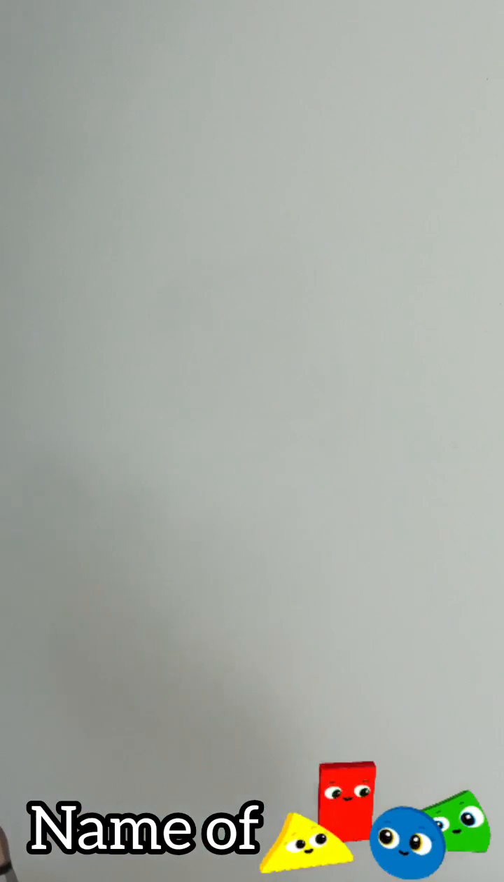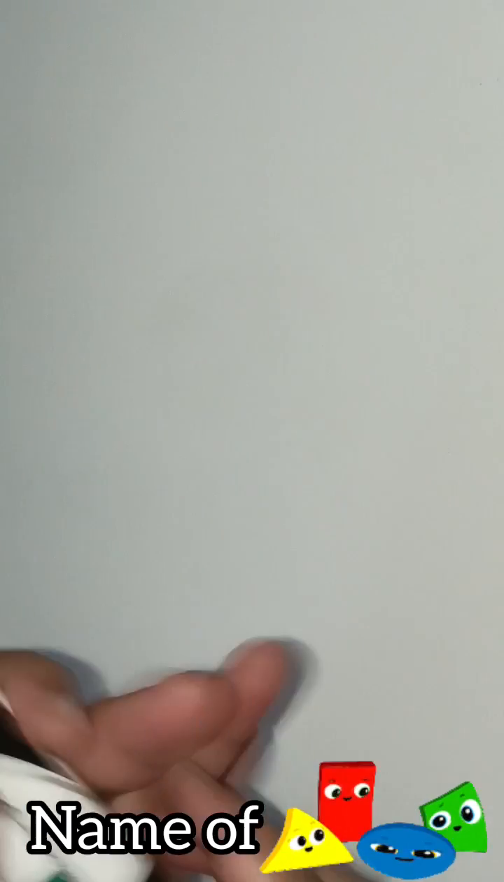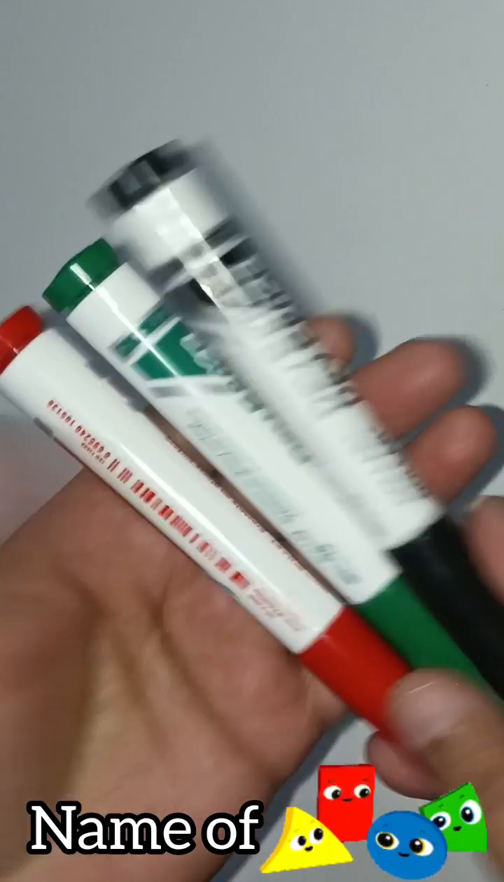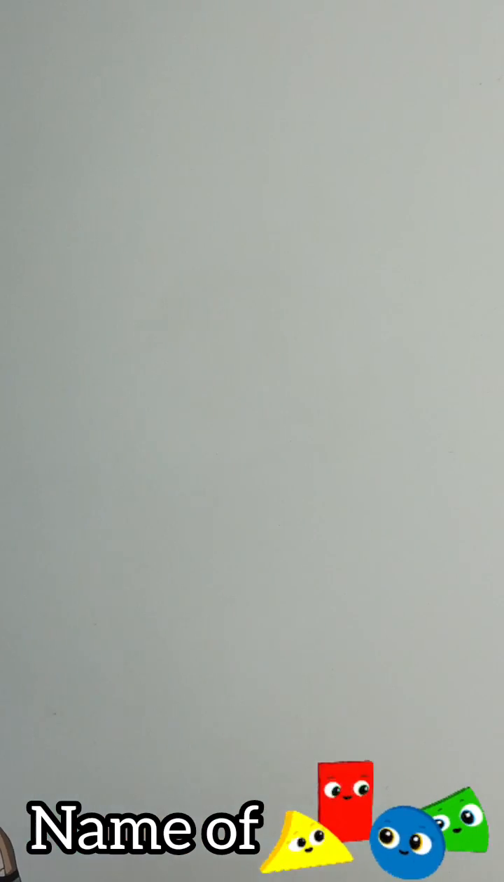Hello kids, today I'm gonna teach you the names of shapes. So first of all, I'm gonna tell you about the colors. I'm using this black color, green color and red color. So let's get started. First of all, I'm gonna draw a circle with a red color.